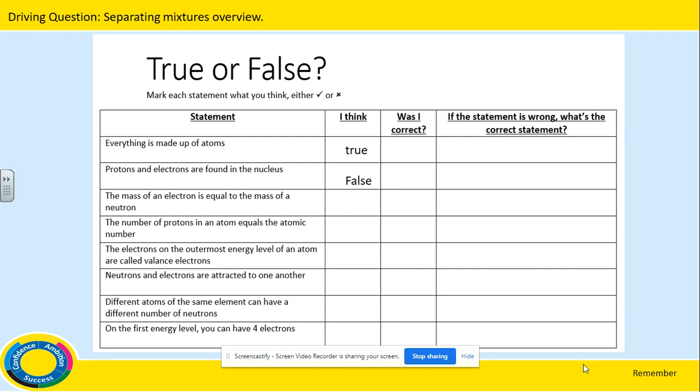Statement 3. The mass of an electron is equal to the mass of the neutron. Answer is false. They're not. If you were correct, please tick yes or write yes. If not, write no, then write the correct answer.